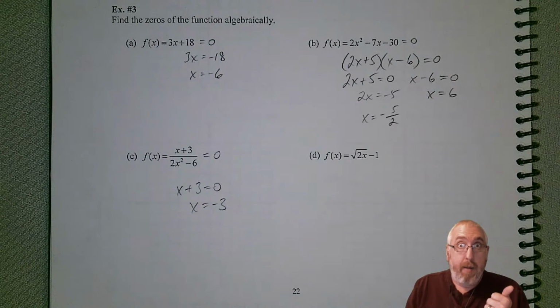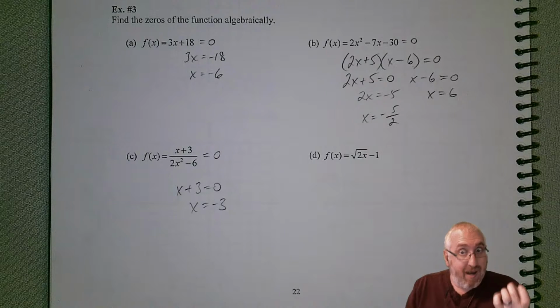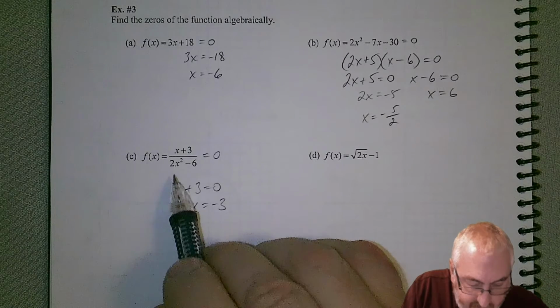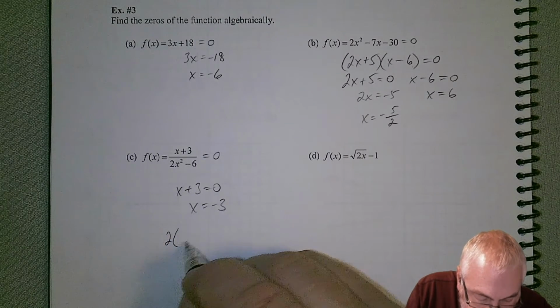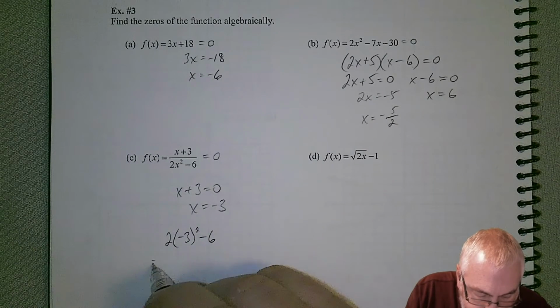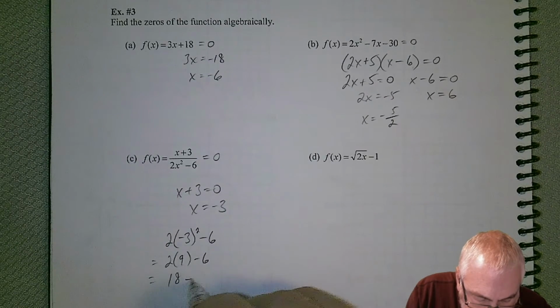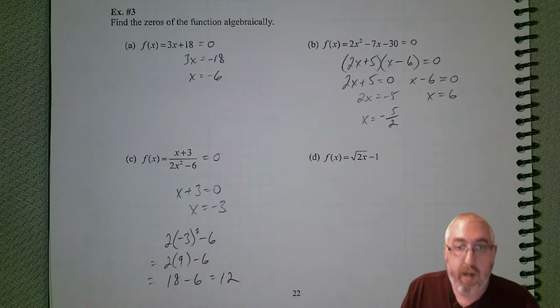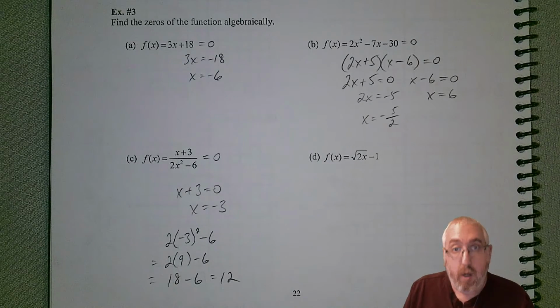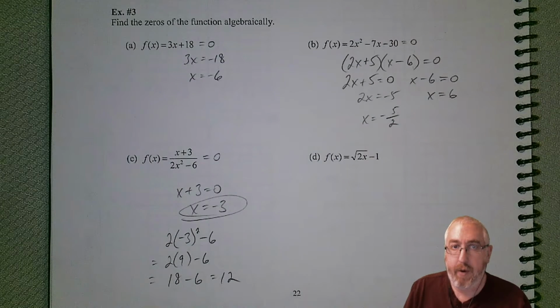Now, you're not done, because we do need to check that in the bottom. Because, yes, we know it makes the top equal to 0, but we want to make sure it doesn't make the bottom equal to 0, because then that's a problem. So if we plug the negative 3 in for the x, and we simplify that, so we get 12, which isn't 0, so we're good. So this is our answer, x equals negative 3.